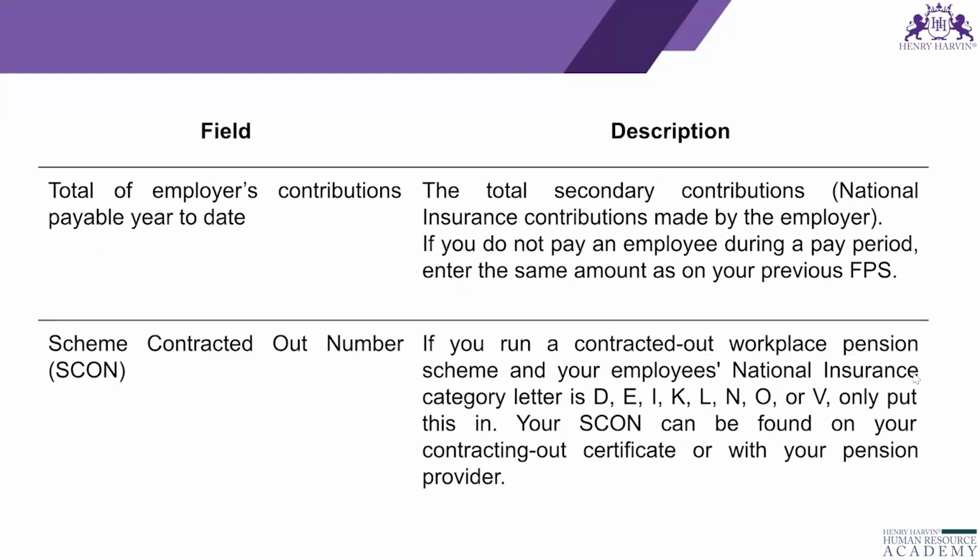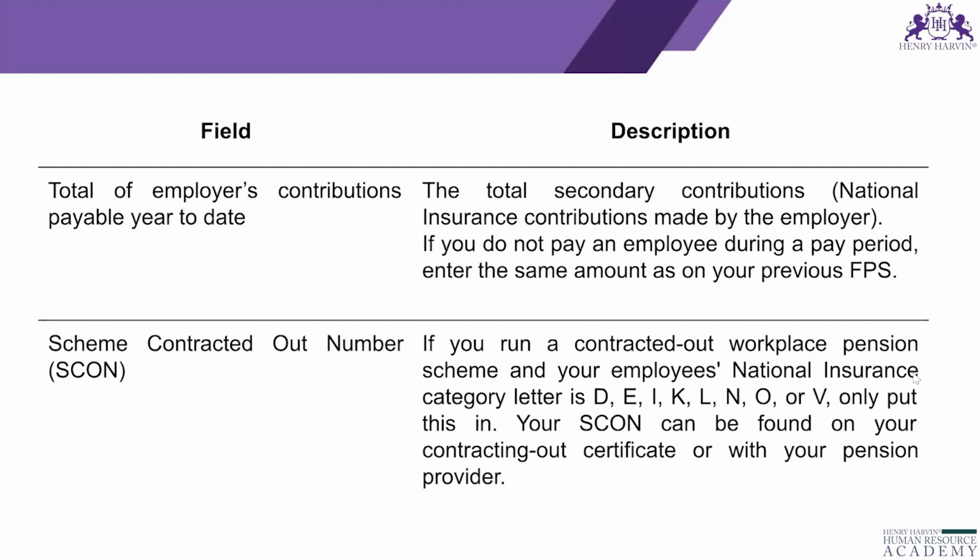So there are some contracted out workplace pension schemes. If you run a contracted out workplace pension scheme and your employee's national insurance category letter is D, E, I, K, L, N, O or V, only then put this in. So in those situations only you have to mention that scheme number, the scheme contracted out number for the employee. Your SCON can be found on your contracted out certificate or with your pension provider.